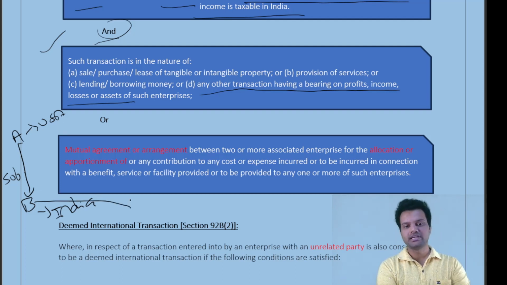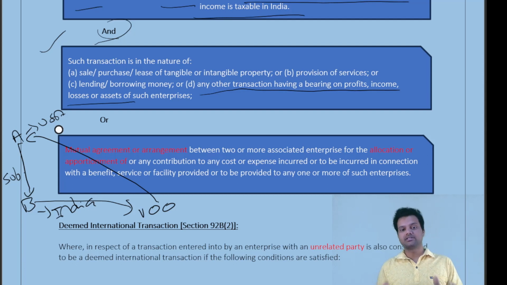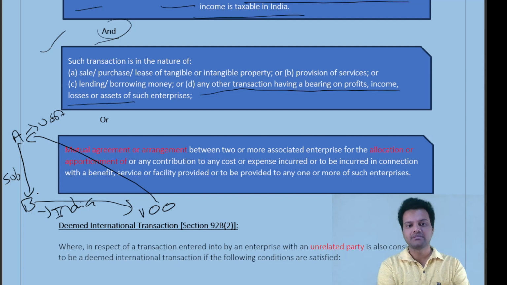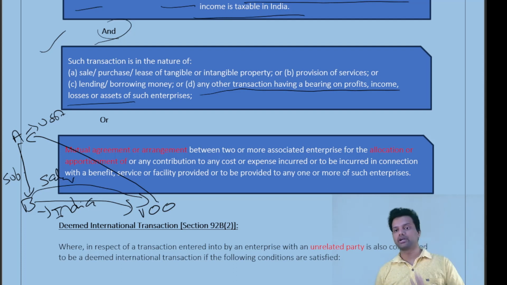In B Limited in India, there are 100 employees who work only for A Limited. That means they work on projects and assignments which are mostly related to A Limited only, but they sit in the corporate office situated in India. The salaries for these 100 employees are paid by B Limited only, from B Limited's own pocket.